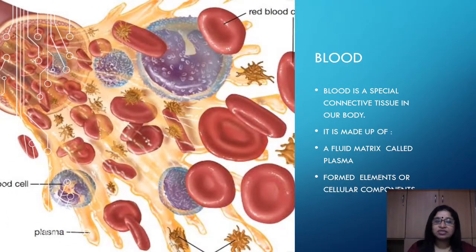When we talk of the circulating fluid, that is our blood, it is a special connective tissue. We could also call it the fluid connective tissue of our body. It is made up of two components. There is a fluid matrix, the fluid part of the blood, which we call plasma. If you can see, this is the plasma. And you have the formed elements or the cellular components of the blood. So altogether, when we talk of the blood, there will be the fluid part and the formed elements.